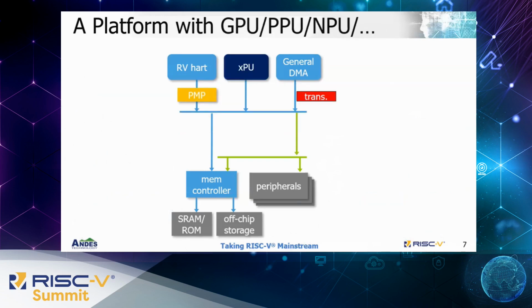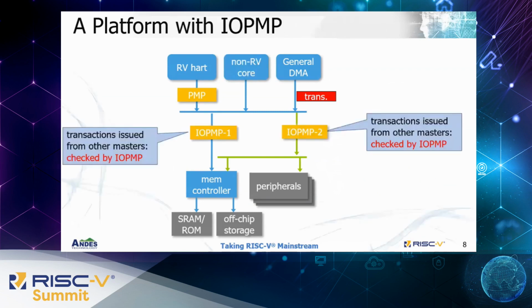If your system has a GPU, NPU, or other accelerators, the situation becomes more complicated because such a bus master can get a piece of program as an input. Analyzing whether a piece of program will send an illegal transaction is not practical. Thus, the IOPMP was proposed. It's a hardware checker for all bus masters. We put IOPMPs in every path that a transaction may go through to ensure no memory violation.